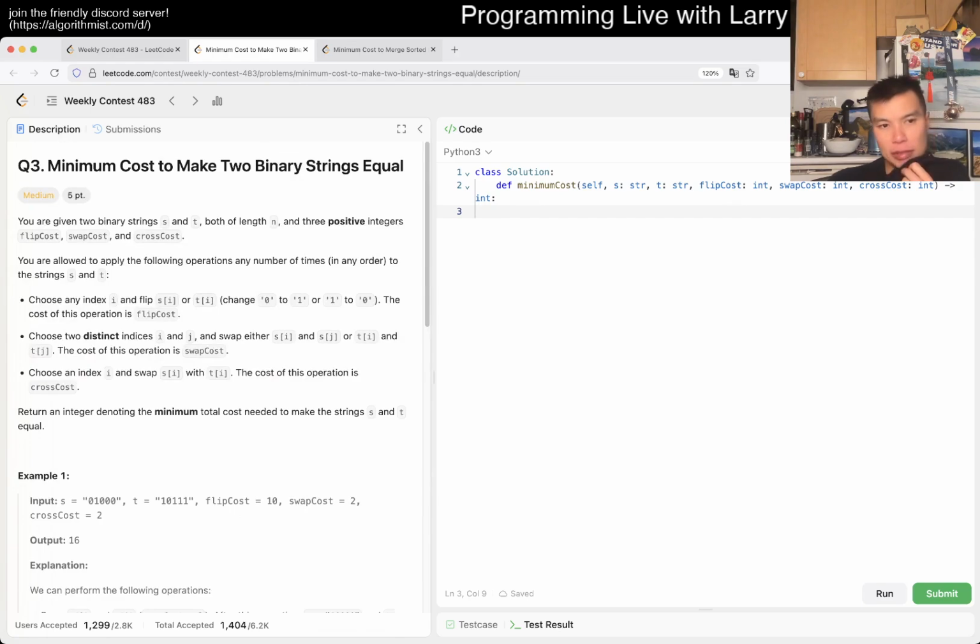I mean, basically, clearly, you only do something if they're different, right? If they're different, so you can always just flip all of them. So there's always an answer. But flip cost could be high, for example.